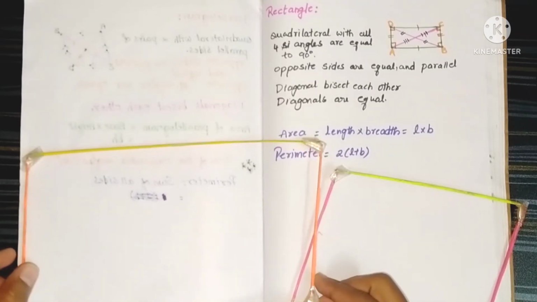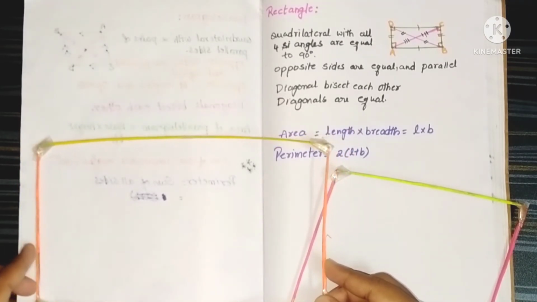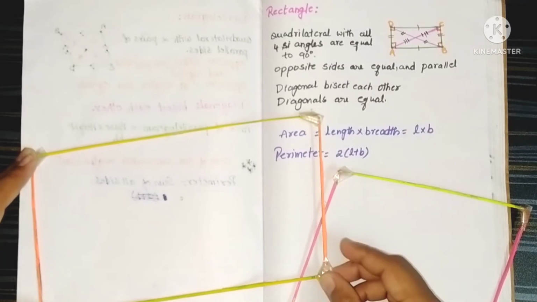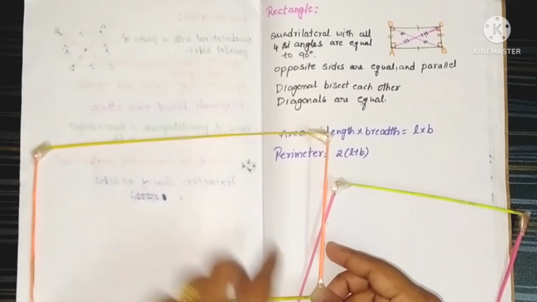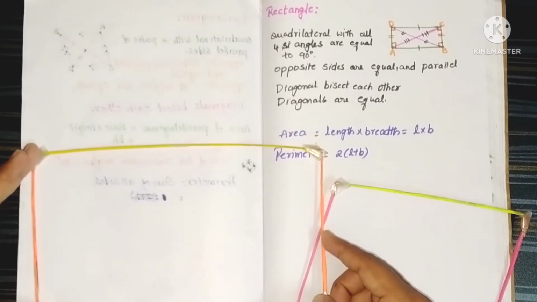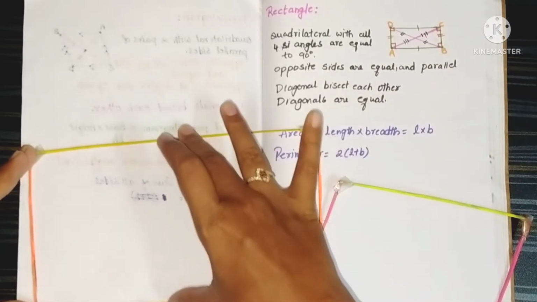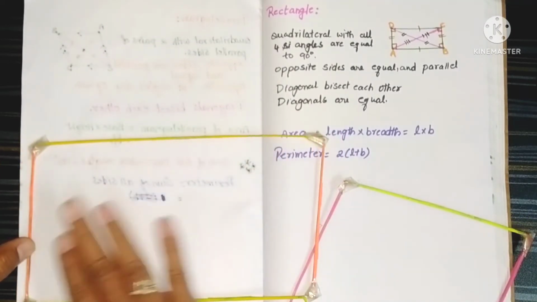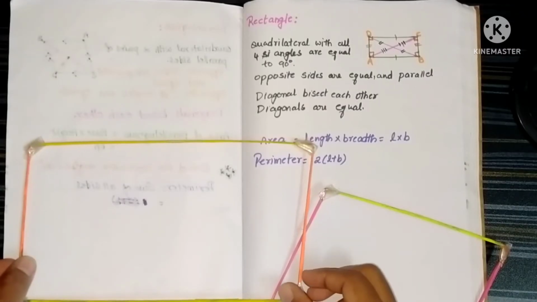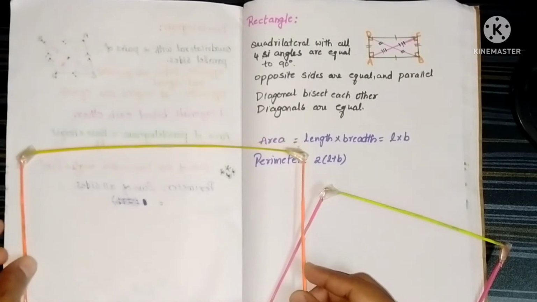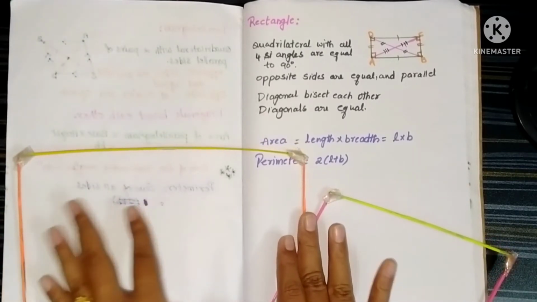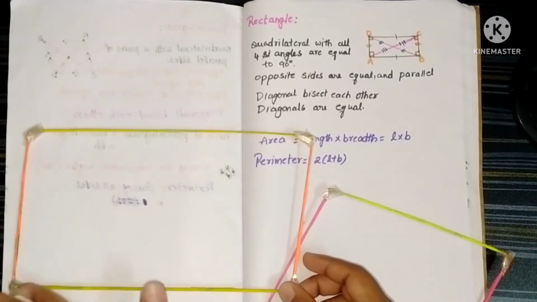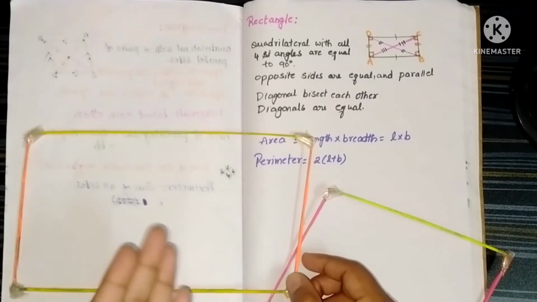So the next type of quadrilateral is the rectangle. You know the rectangle from your childhood, right? So in a rectangle, all the angles are equal to 90. That means all angles are 90 degrees. Right angles. All angles are right angles. And opposite sides are equal. So this is called the length. So the length is equal and the breadth is also equal. So we can say a rectangle is a quadrilateral in which opposite sides are equal and all the angles are equal to 90 degrees. Coming to the diagonals, the diagonals are also equal here.